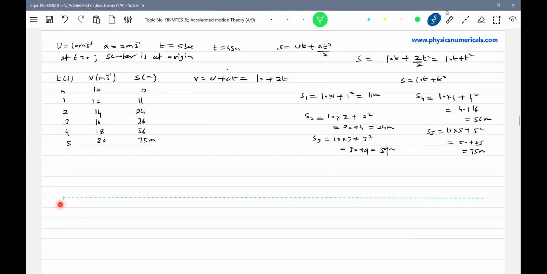This point is what? S equal to 0. 75 meter is there, no? Okay, we'll divide this interval into 20, 40, 60, and this is 80. At various instants of time, we'll locate where the scooter will be. And the proportion will indicate the time also. T equal to 0, t equal to 1 second. So at 1 second, it will be at 11 meters.